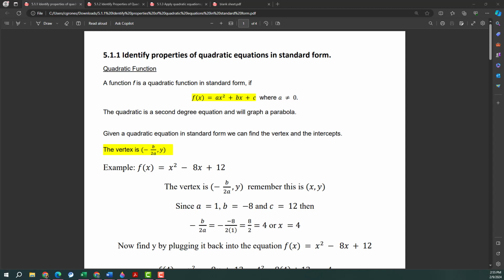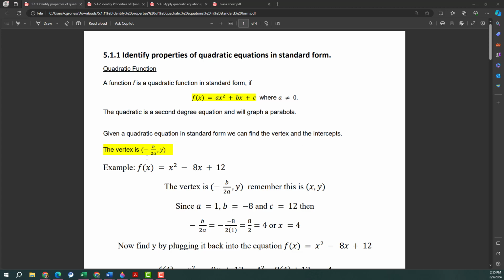Alright, this video is over Module 5. We're going to be looking at quadratic equations. So the form that we're going to be looking at, we have f of x equals ax squared plus bx plus c, where a does not equal 0. And it says that the quadratic is a second degree equation and the graph will be a parabola. So whenever you're given the quadratic equation in standard form, then you can find the vertex and the intercepts.